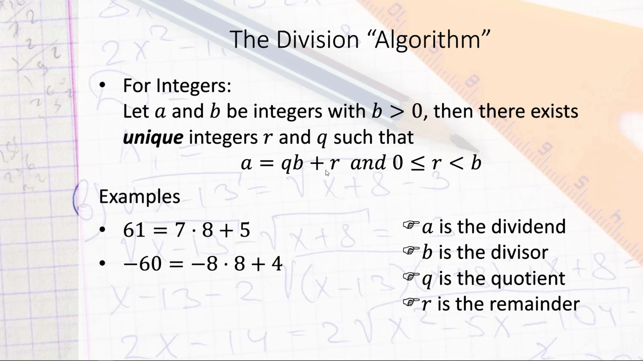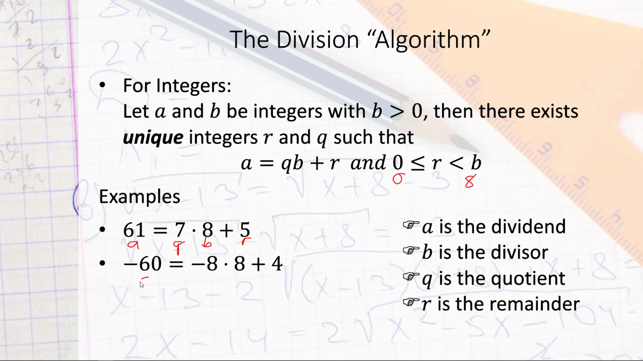And here are a couple of examples. In this case, 61 is a, 7 is q, 8 is b, and our remainder is 5. So we're dividing 61 by b. We have a quotient of q, and our remainder is 5. And that, of course, makes sense because 7 times 8 is 56, plus 5 is 61, and our remainder is within the constraint of being between 0 and b, which is 8.